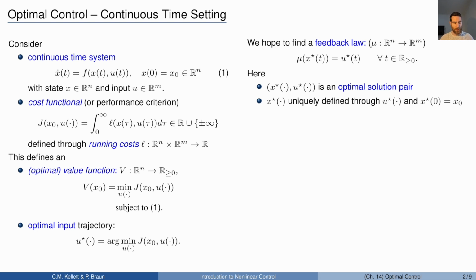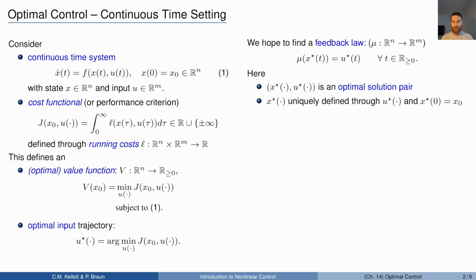With the cost functional, we can define the optimal value function, which is just the minimum value when we minimize the cost functional over the possible input trajectories, subject to our dynamics and subject to our initial condition. So here, as quantities we're interested in, we have the optimal value function V of x0, and additionally we are interested in the optimal input trajectory. So which input u star gives us the optimal value function.